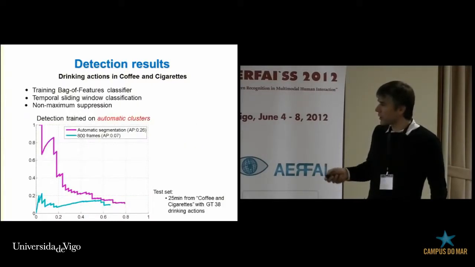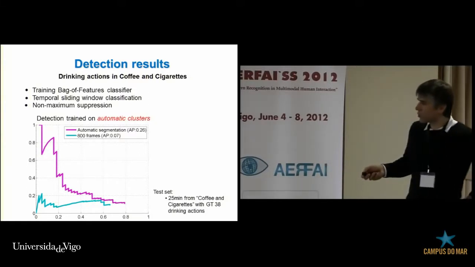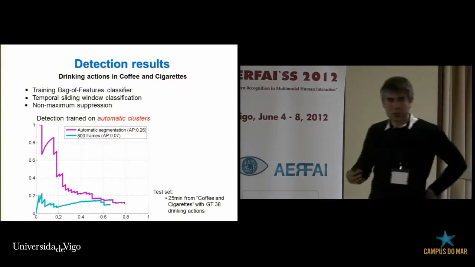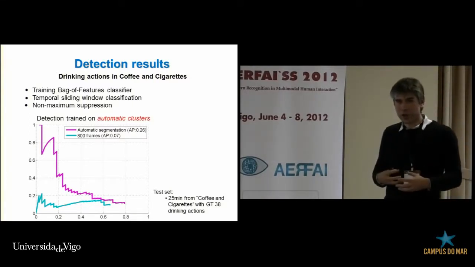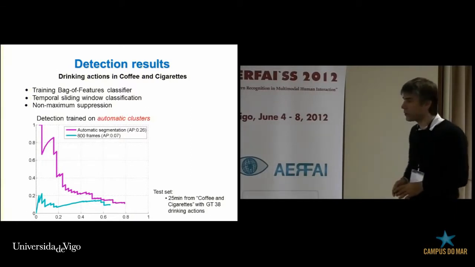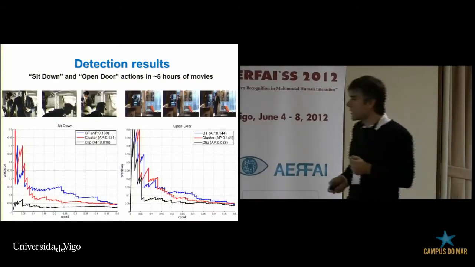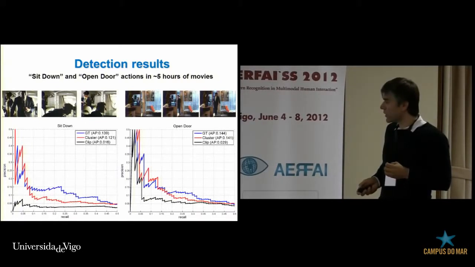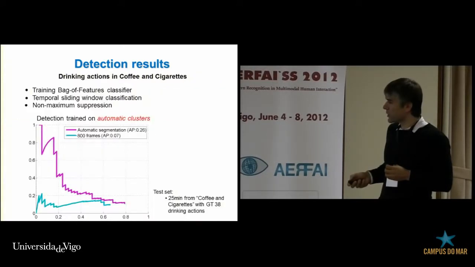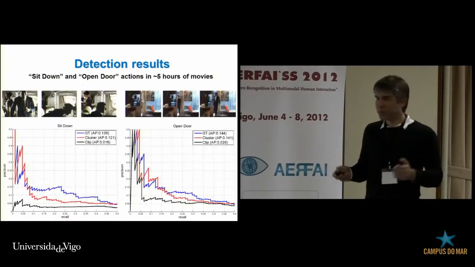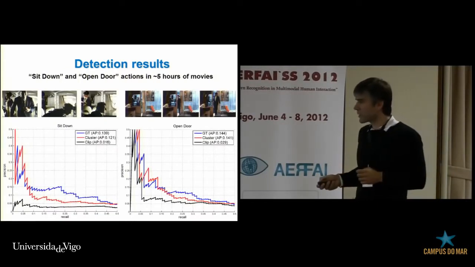That's the improvement we see on this curve versus this one. By automatically localizing actions in the training, we are able to learn a better classifier. And here are more results for other movies. We have the sit down and open door actions. This is the baseline, similar to before, where we train on the large clip provided by the text.